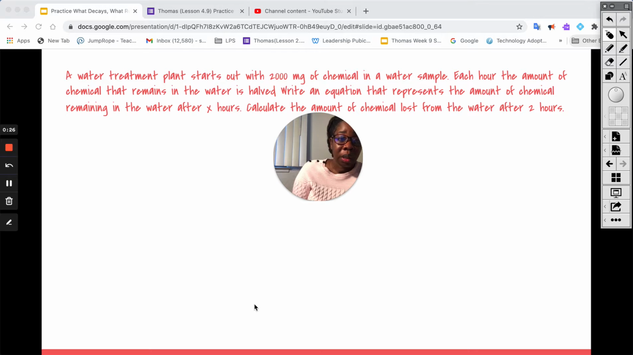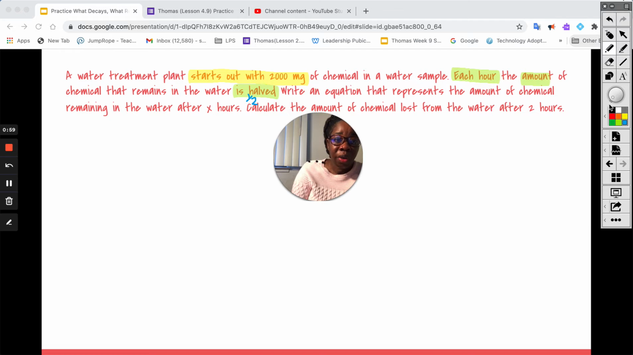So again, always start by reading your question carefully, making sure that you're pulling out and annotating important information. It starts out with 2,000 milligrams of chemical. Each hour, we're noticing that the amount is halved, and that word halved means it's the same as the fraction 1/2. So this is what remains.